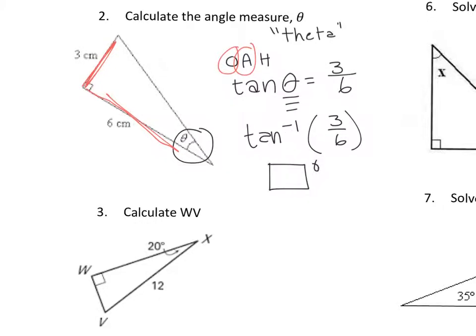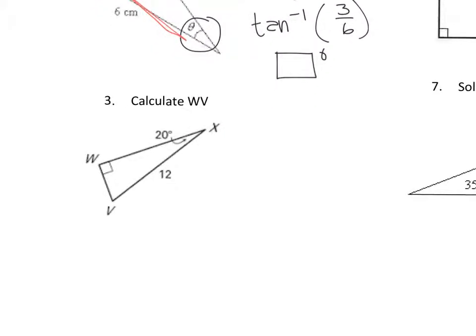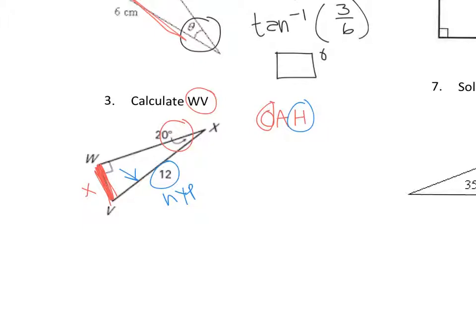And then number 3, you're trying to find the length WV. This means the distance. You're trying to find this distance. So looking at the angle measure, I'm going to write OAH again. You want to know this distance. We'll call this x. So this distance is the opposite. And this right here is the hypotenuse because it's across from the 90. So you have the hypotenuse.